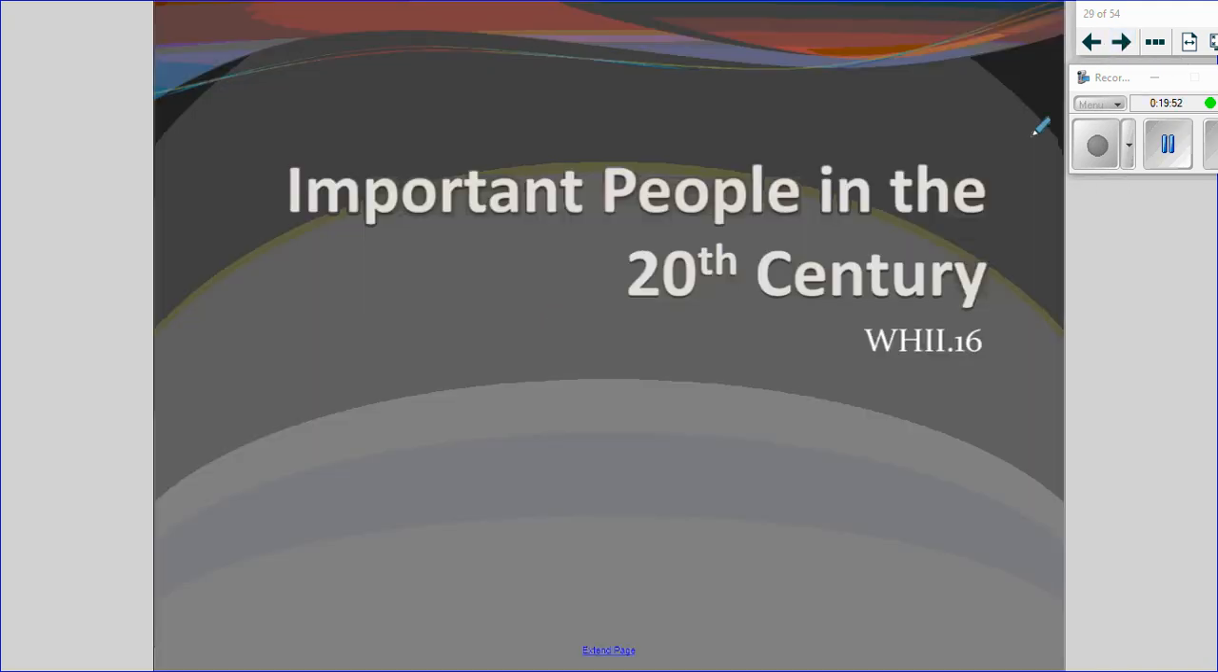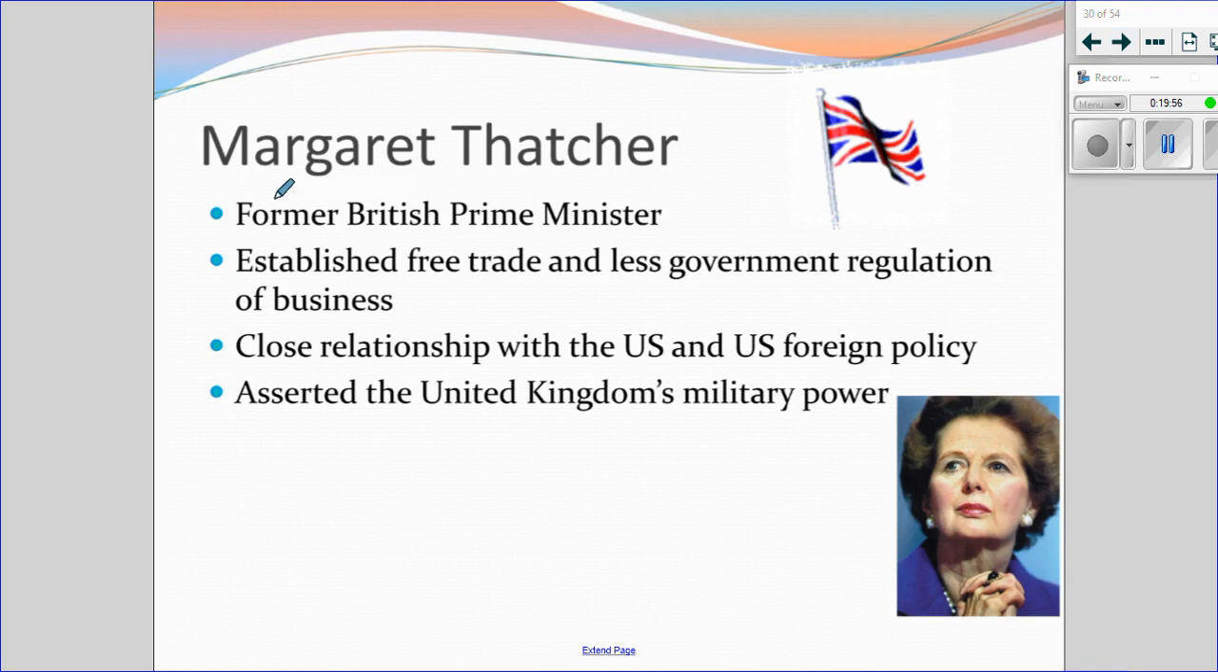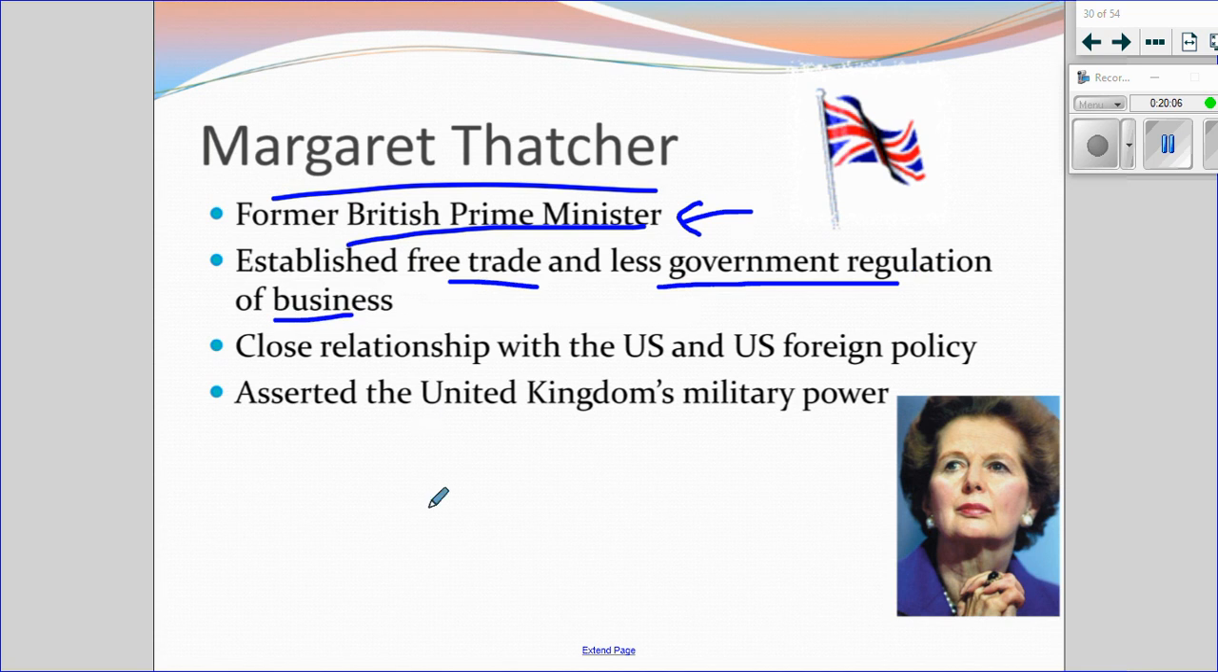Let's look at some important people in the 20th century. Margaret Thatcher was a British prime minister. Remember, that's like their president. And she established free trade and less government regulation of business. She had a very close relationship with the United States and U.S. foreign policy. And she asserted the United Kingdom's military power, Margaret Thatcher.